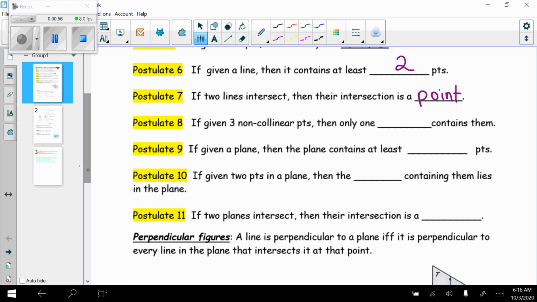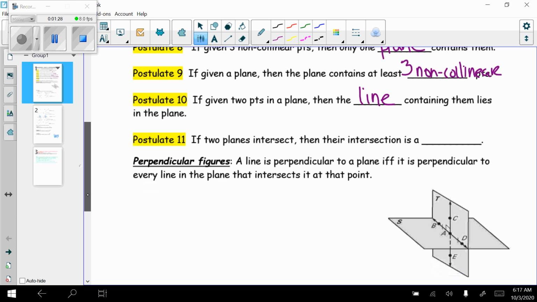Postulate 8: if given 3 non-collinear points, then only one plane contains them. Remember that 3 non-collinear points determine a plane. Postulate 9: if given a plane, then the plane contains at least 3 non-collinear points. Postulate 10: if given 2 points in a plane, then the line containing them lies in the plane. And postulate 11: if 2 planes intersect, then their intersection is a line.